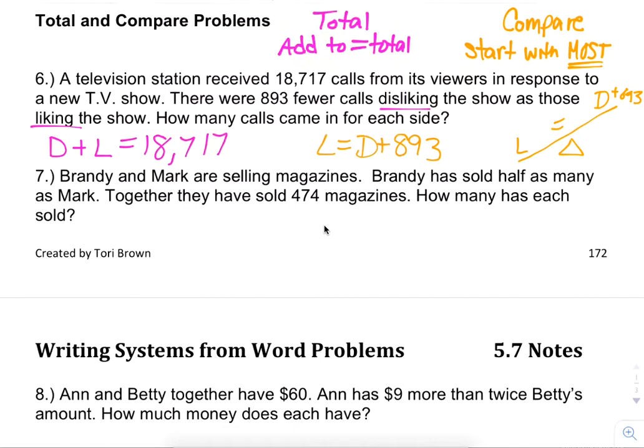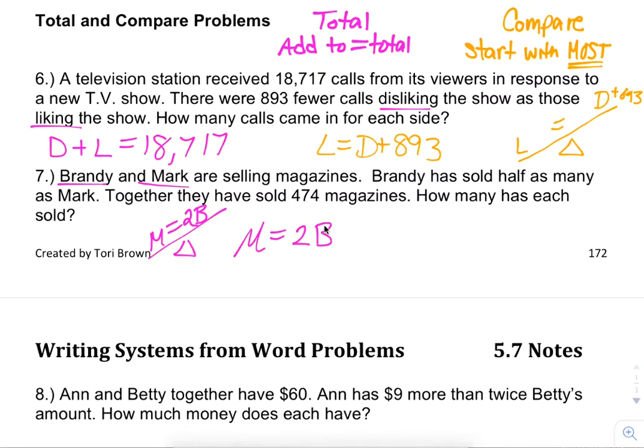Next problem says Brandy and Mark, those are my variables, are selling magazines. Brandy has sold half as many as Mark. Okay. So Brandy didn't sell very many. She's up here light. Brandy sold half as many as Mark. So Mark's really heavy. I have to put something with Brandy to level her out. So hers is half of Mark's. That means 2 of Brandy's would equal 1 whole Mark. That's my first equation. Mark is twice as much as Brandy.